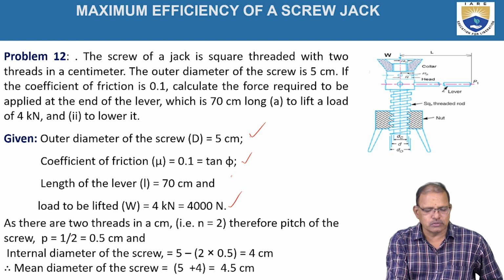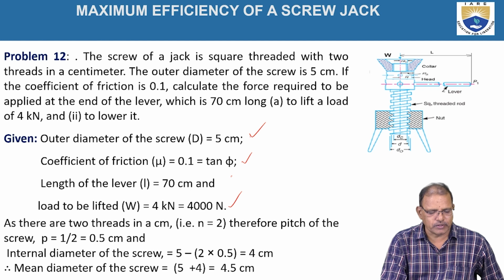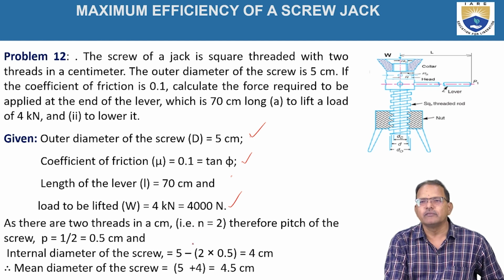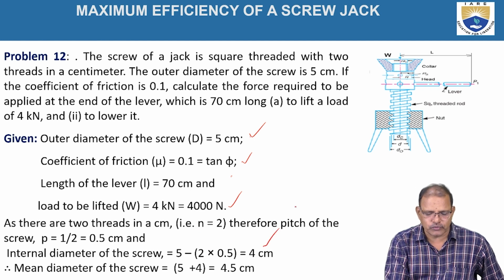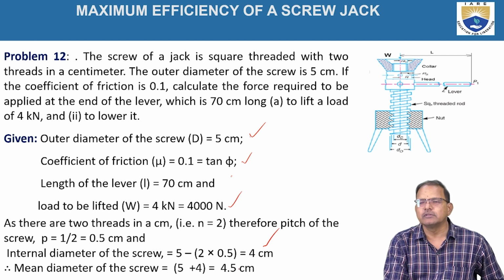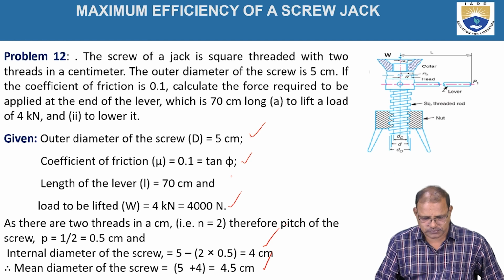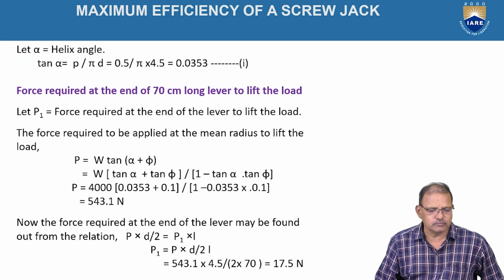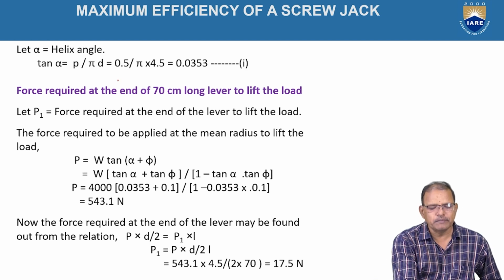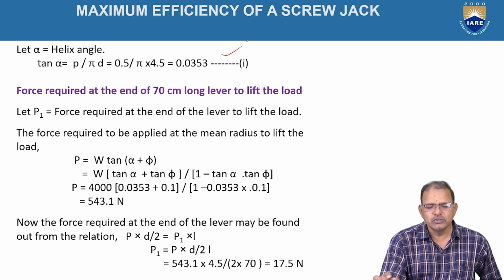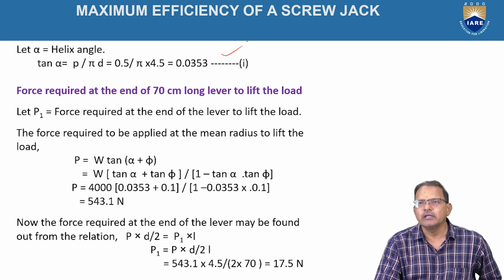Therefore, the pitch of the screw is equal to 1 by 2, which is 0.5 centimeters. The internal diameter of the screw is equal to 5 minus 2 into 0.5, which is 4 centimeters. The mean diameter of the screw is 5 plus 4 divided by 2, which is 4.5 centimeters. Alpha represents the helix angle. Tan alpha is equal to p divided by pi d, which is 0.0353.